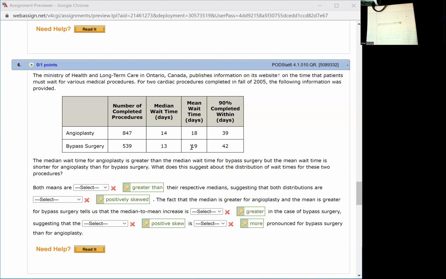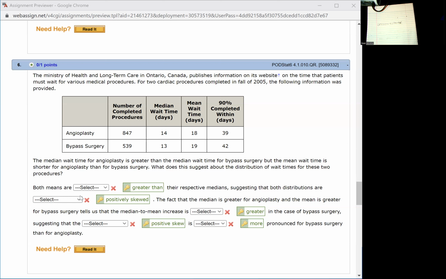Now, notice something else. The difference between the mean and the median here is 4 days, and 6 days here, 19 minus 13 is 6, so the positive skew for bypass surgery is more pronounced than that. That's just looking at the data. So now let's go down and fill in the rest.